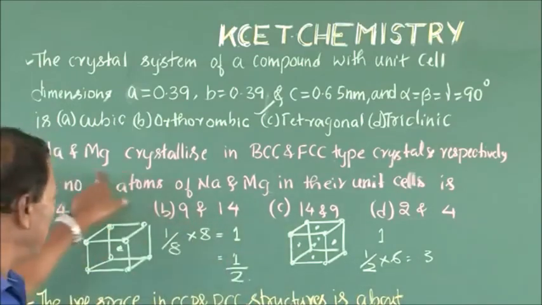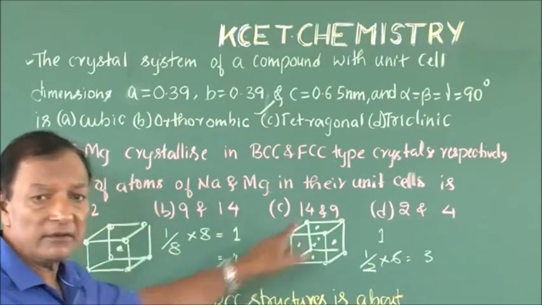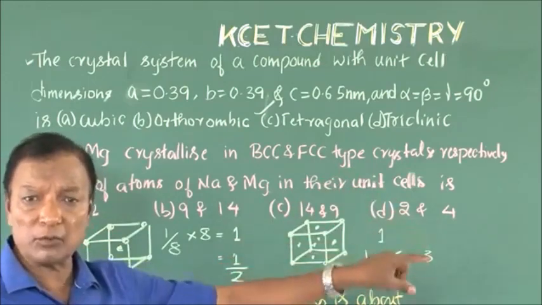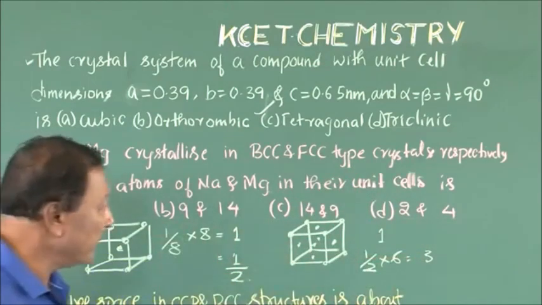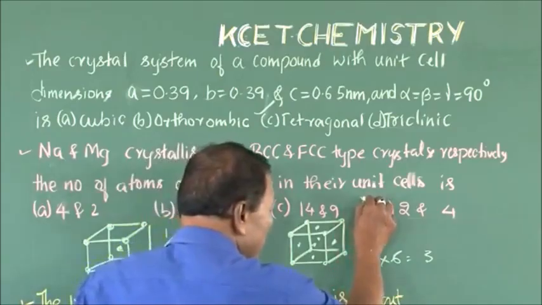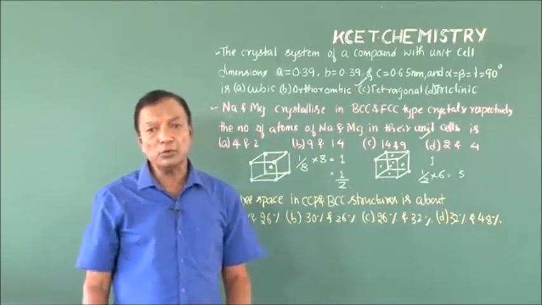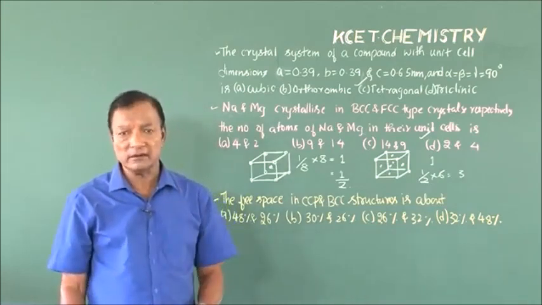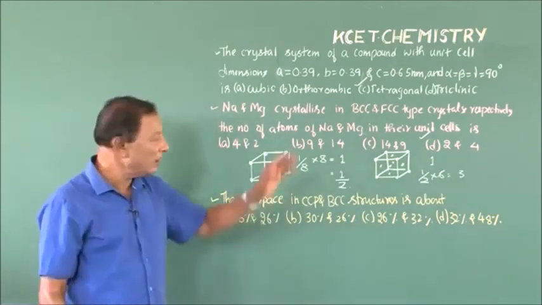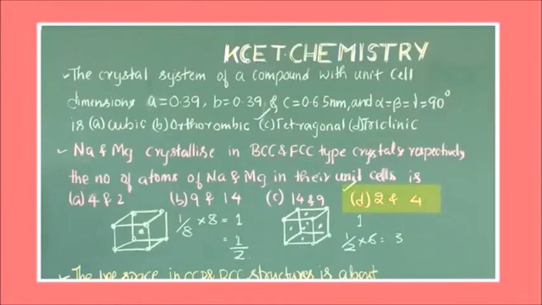Thereby, Na carries 2 particles and Mg carries 4 particles in its unit cell. And there, we can easily go for the option 2 and 4, that is the D. This way, the particles can be worked out.